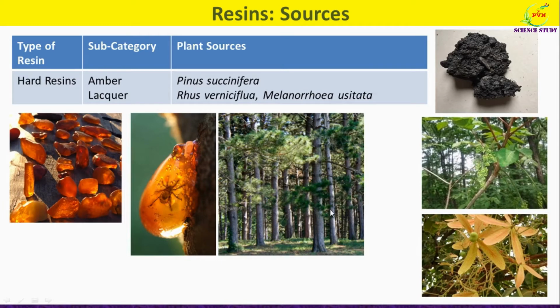Then the second hard resin is the lacquer. And two main sources of the lacquer resin are Rhus verniciflua. So this is the photograph of the Rhus plant. And this is the photograph of the second source plant, that is Melanorrhoea usitata. So with this we have completed the sources of amber as well as lacquer.